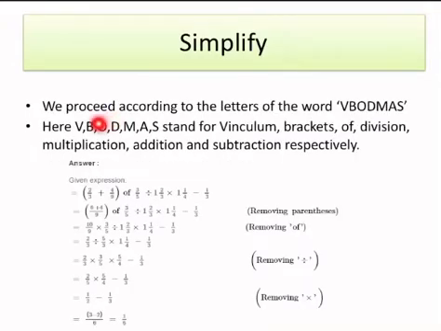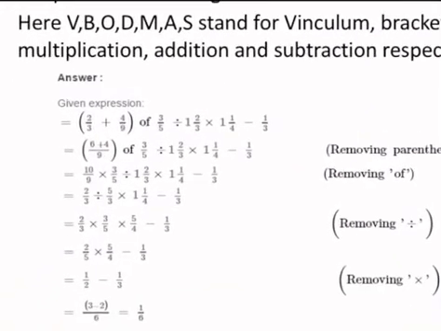So we proceed according to the letters of the word VBODMAS. So here V stands for vinculum or bar. B stands for bracket, O stands for of, D stands for division, M stands for multiplication, A stands for addition, S stands for subtraction. So here in this example, you can see as I am zooming over here.